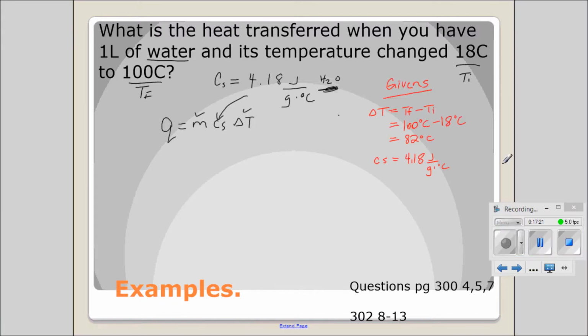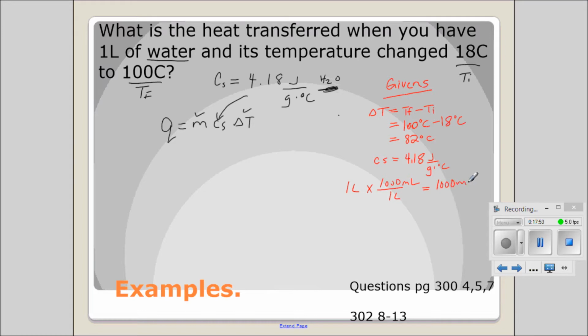So what I'm going to do is record my temperature change here, TF minus TI, done. My specific heat capacity, which is 4.18. And now I'm going to show you how to calculate the mass. Now I said I could take that 1 liter and turn it into a mass. Well, let me show you what I mean. 1 liter is equal to 1,000 milliliters. And I think you should really remember that.